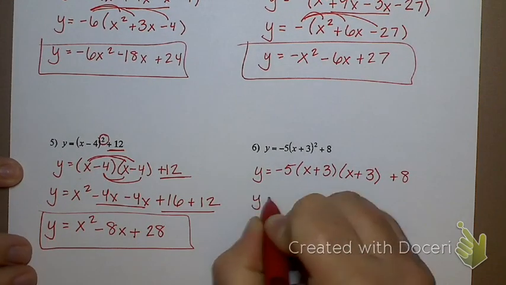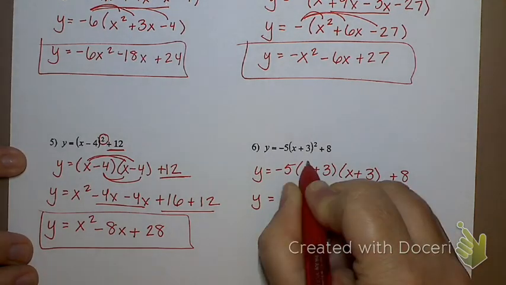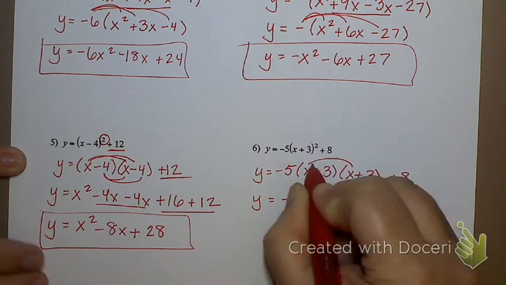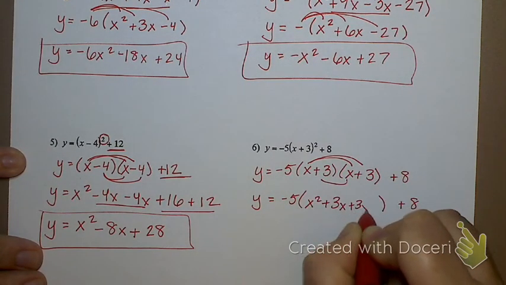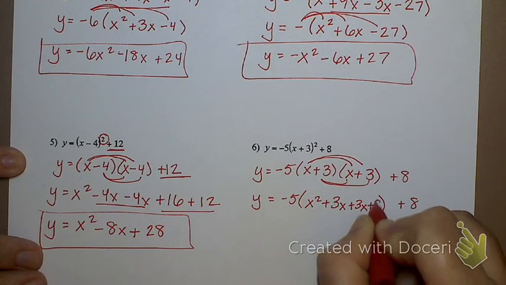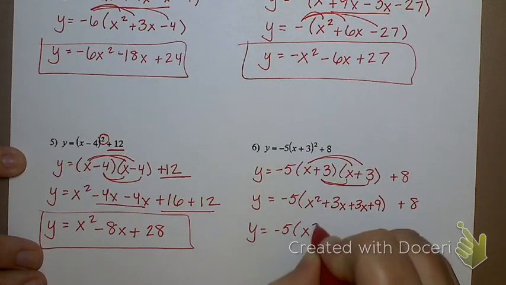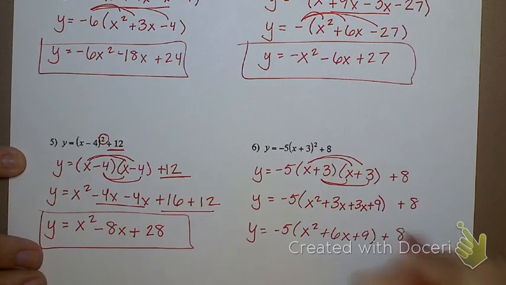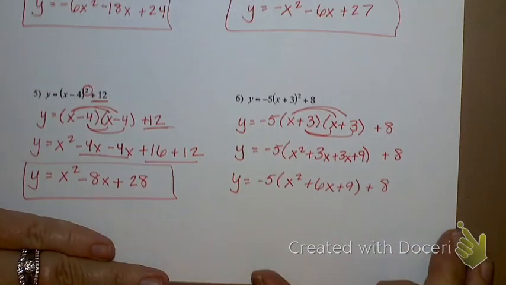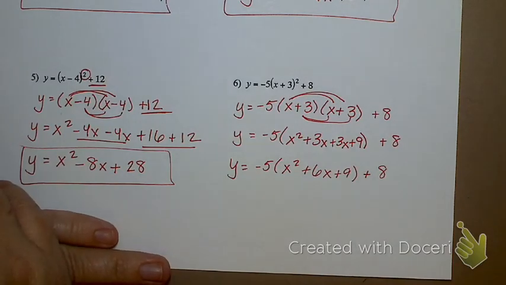So let's see. Y equals negative 5. Let's keep our parentheses here. I have x squared plus 3x plus 3x plus 9. I'm going to combine those like terms first. X squared plus 6x plus 9. Still have that plus 8 hanging out there. Yeah? Now I can distribute? Yep. Again, do I distribute to the 8? No.